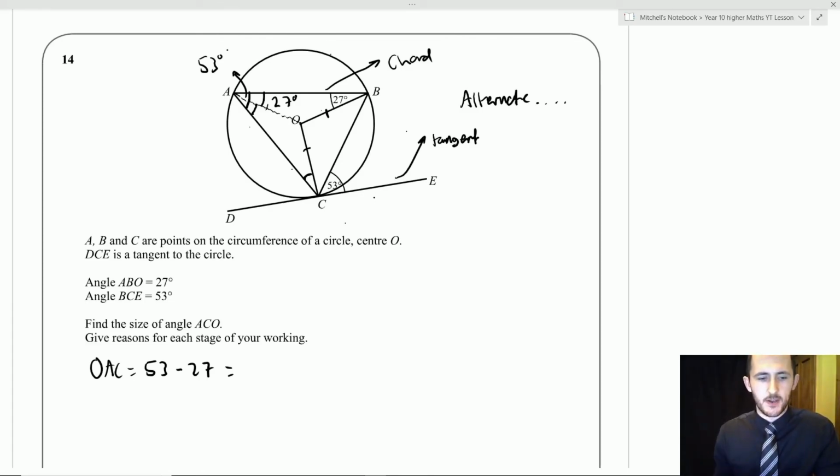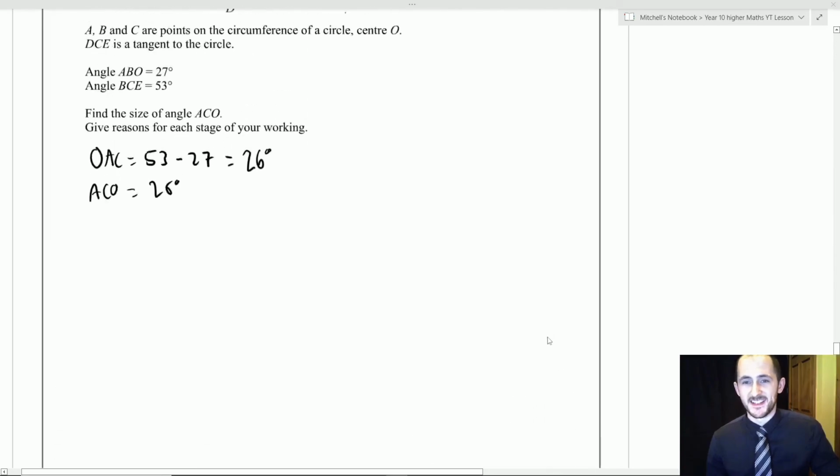I'm taking this a bit slowly, I know, but I'm conscious that I might not be doing this in the most easy to see manner. Okay, good. And because OAC is 26 degrees, then the angle ACO is also 26 degrees because it's an isosceles triangle. That all okay? That's the answer, by the way. 4 marks, not bad.